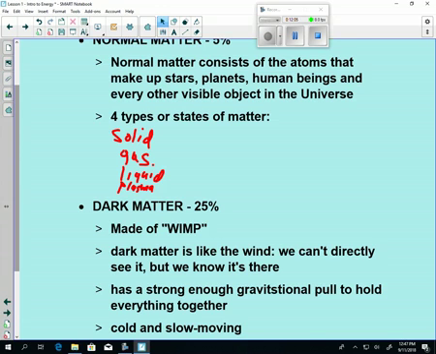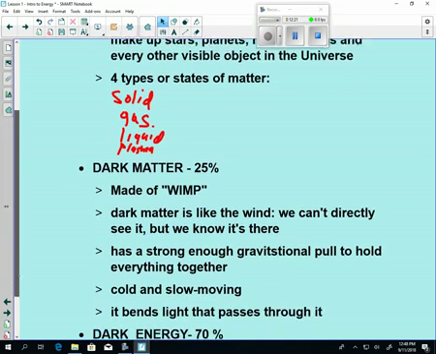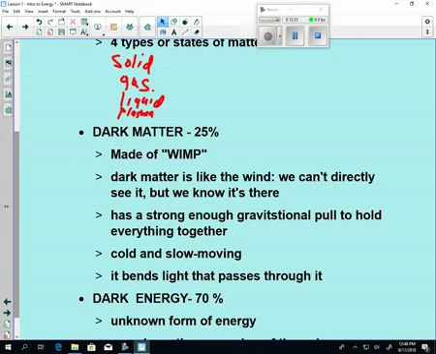It's strong enough to hold everything together, because all that stuff we call space, what's holding it together? It's not just empty space. There's actually dark matter in there. It actually has gravitational attraction. And it's very cold, and it's slow moving, unlike some gases which are fast moving.